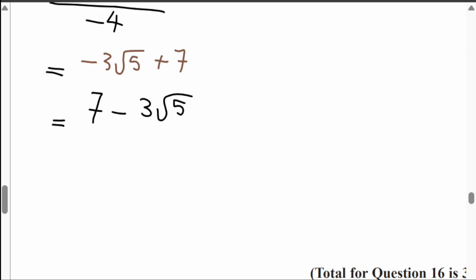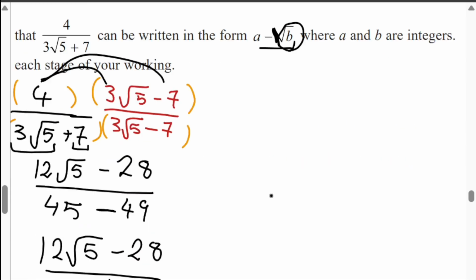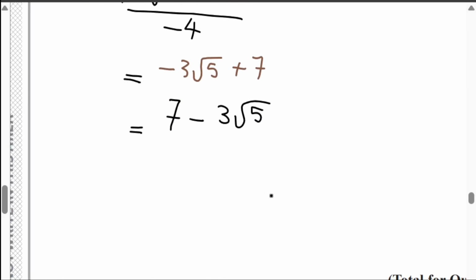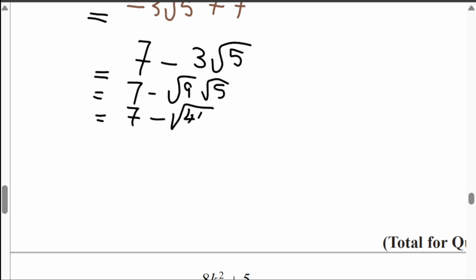But then the question says root b, so there should be no number in front of the root. So this 3, we need to get rid of it. What do we do? We write it like this. It equals 7 minus, instead of 3, we write root 9, right? And then root 5. That gives you 7 minus root of 9 times 5, which is 45. And that's your nice, easy peasy 3 marks.